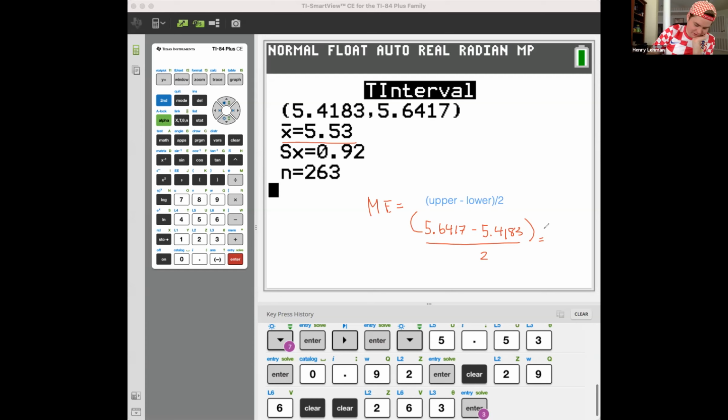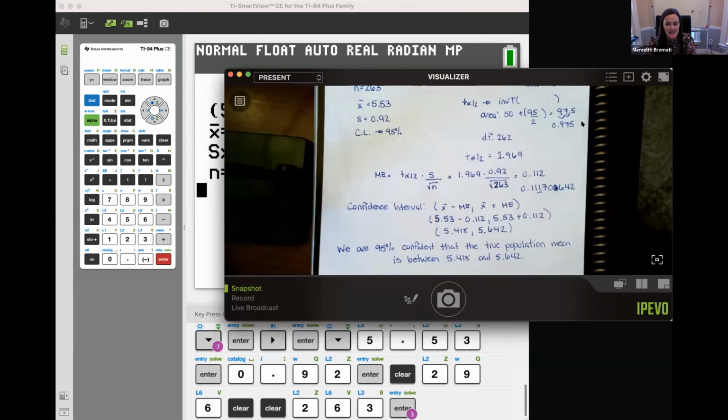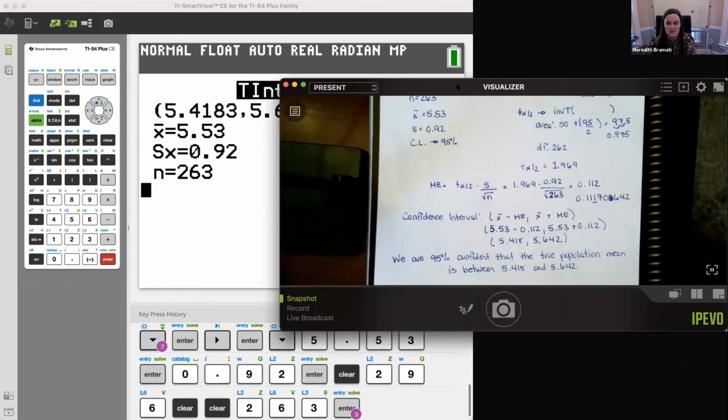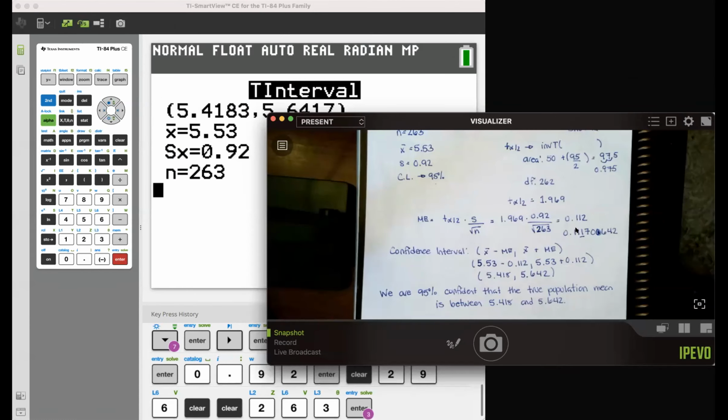I forgot to put in the parentheses. I have to do it all over again. Zero point. Wait. Okay, there you go. Yes, 0.1117, which rounds to 0.112. And if I show you from before, is that the exact same margin of error that we got before? Yes, it is.